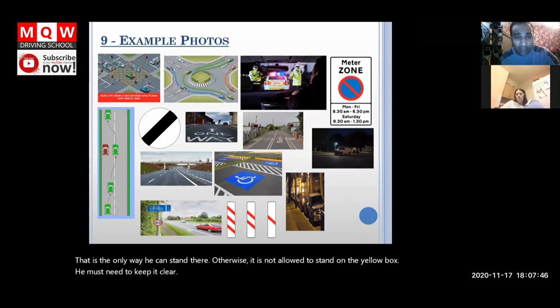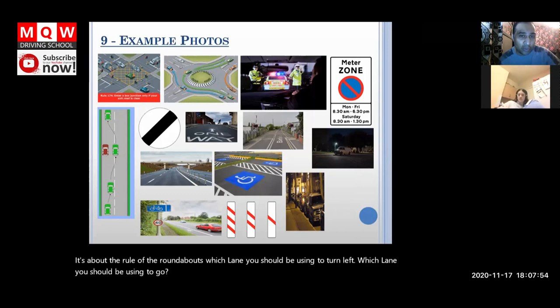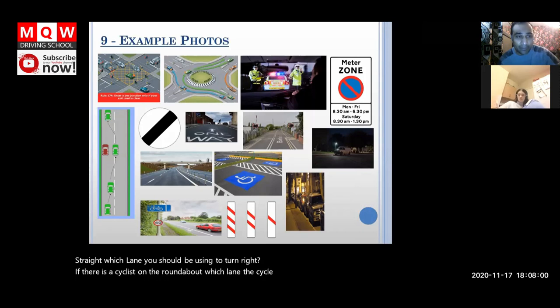The next picture is about the rules of the roundabouts. Which lane you should be using to turn left, which lane to go straight, which lane to turn right. If there is a cyclist on the roundabout, which lane should the cyclist keep? Are you using the roundabout clockwise or anti-clockwise? So these kinds of things come in this topic.